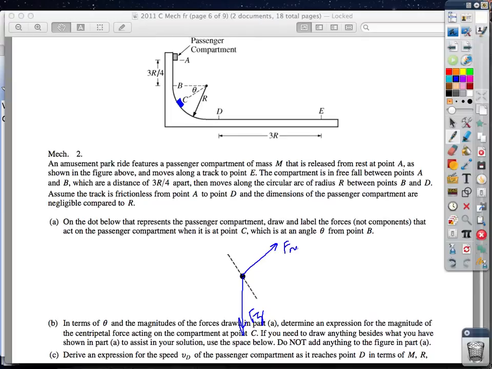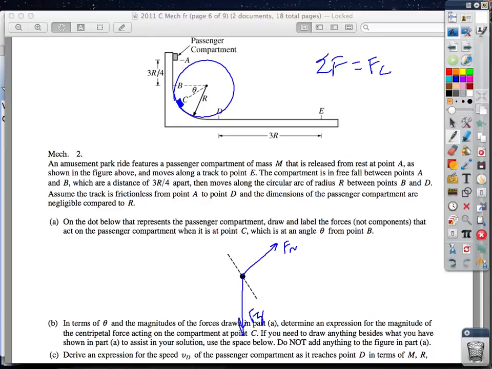Now, am I missing Fc? Centrifugal force? No. Well, what's making it move in a circle? Isn't centripetal force making it move in a circle? So we said anything in the universe that moves in a circle, the sum of the forces is F sub c.